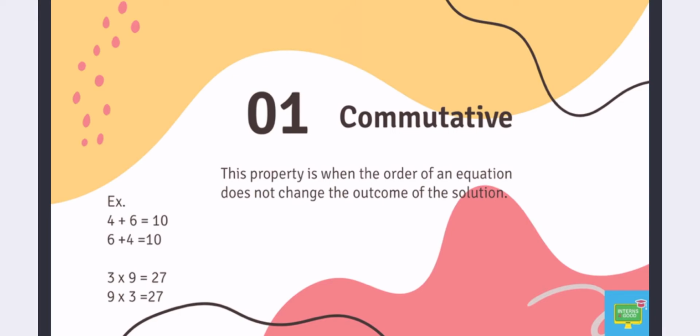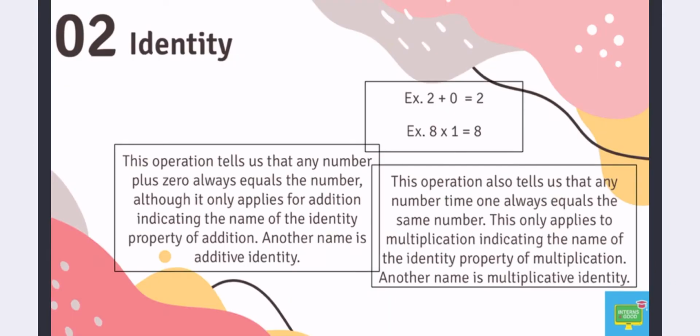For multiplication, if you do 3 times 9, it equals 27. If you switch up the order and say 9 times 3, it still equals 27. As you can see, the order of the variables in addition and multiplication problems does not fluctuate the solution coming out. The second property here is identity.